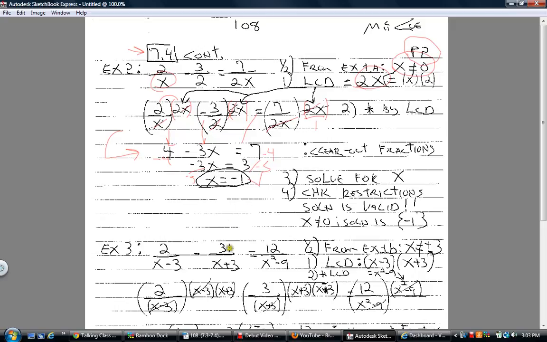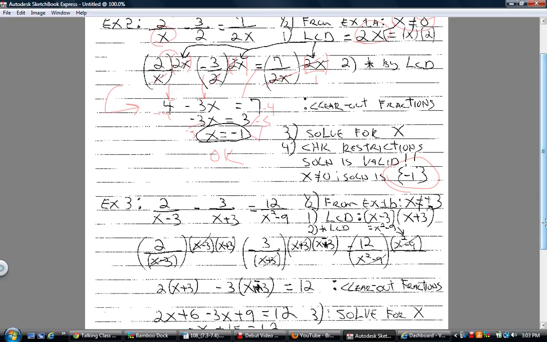Now, before you go putting this into MyMathLab, what were the restrictions? x cannot equal 0, so therefore you are okay with that answer. There's the final solution. Remember, you've got to do that check. You've got to check the restrictions. If you don't, you're going to get burned. So let's just remember that.